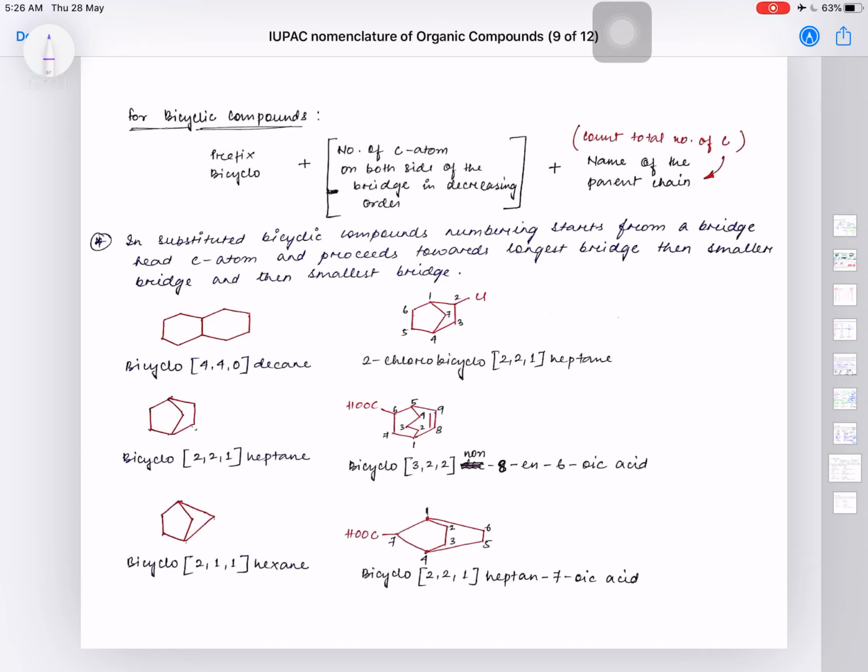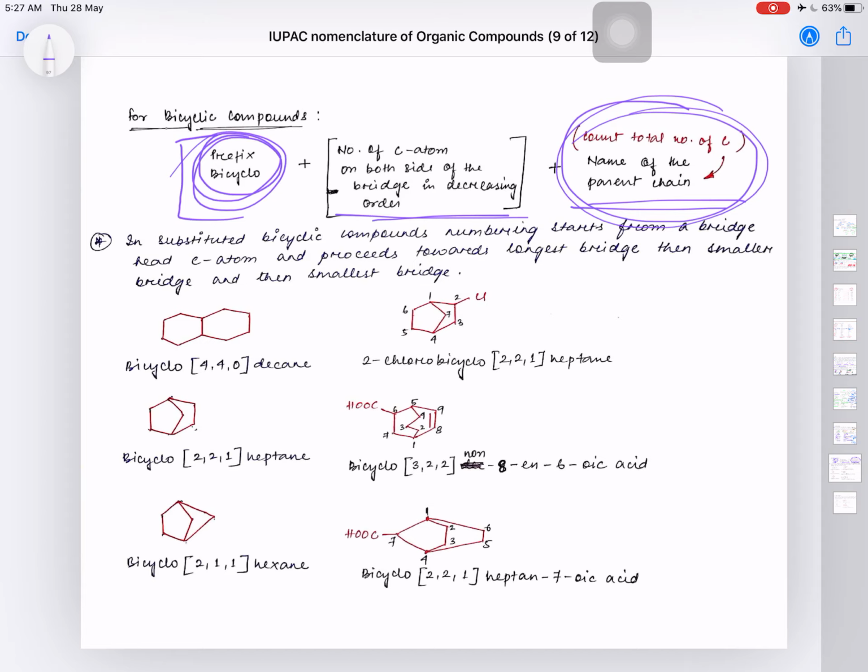Okay, bicyclic compounds, the structure is like this: we will use the prefix bicyclo, and then we will write the number of carbon atoms present. If you have 5 carbons, it is pentane, 6 carbons hexane, 10 carbons decane, so that will be written as the suffix. And in the prefix we'll use the term bicyclo. Then in between the suffix and the prefix, we'll write the number of carbon atoms present on both sides of the bridge.